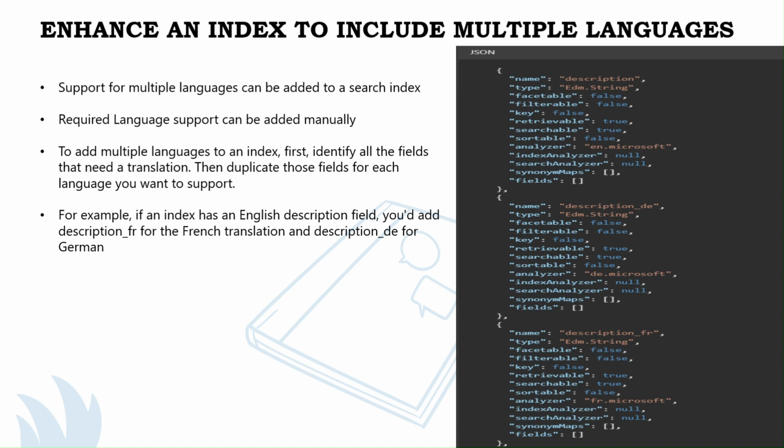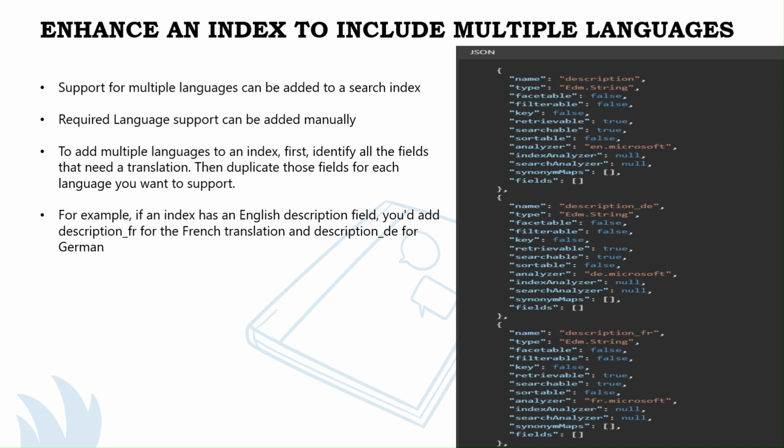The first step in adding multiple languages to an index is to identify the fields that need to be translated. Once you know which fields need to be translated, you will need to duplicate each of those fields in every language you want to support. Like in this example, you can see we have duplicated the description field three times because we want to translate this description field into three languages.